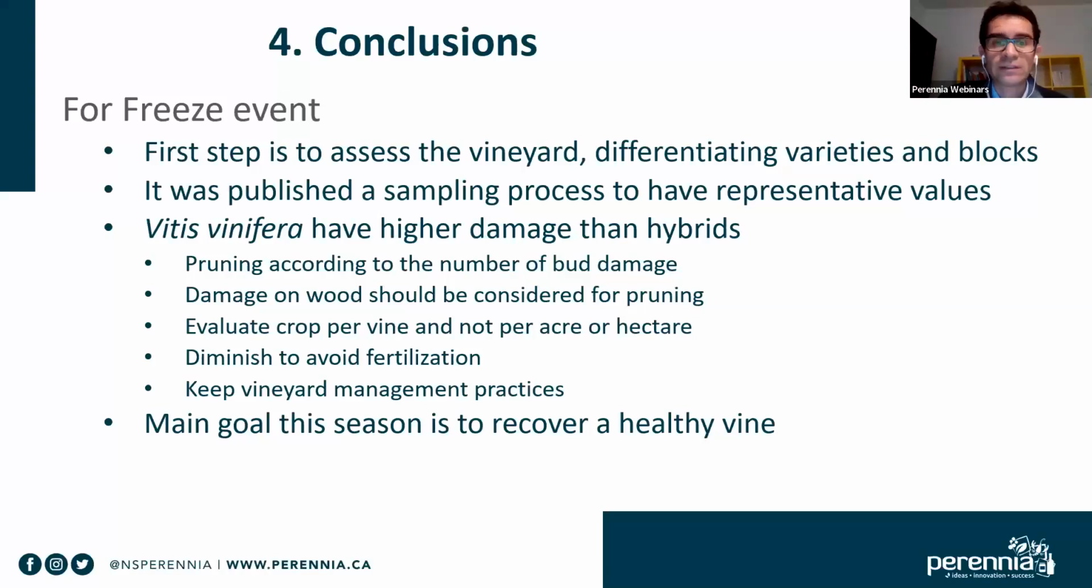Diminish to avoid fertilization. Okay, we don't need a lot of fertilization if we don't have a lot of buds. And keep vineyard management practices. With that I mean weed management and pest and disease management. Our main goal this season is to recover a healthy vine. Okay, the main goal is to have a healthy vine for next year. Now we are recovering.